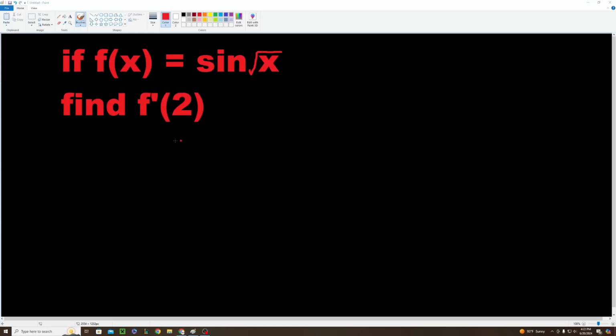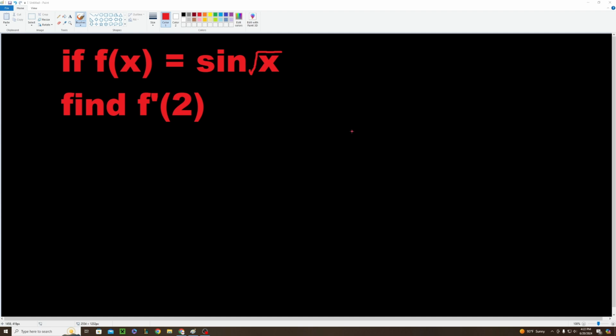Okay, now we're on to 2.3, and there's not really a concept in 2.3. It's just doing these practice problems. So let's just start one. If f of x equals the sine of square root of x, find f prime of 2. And this one you have to use your calculator. At least that's what the problem is, to show you how to find the derivative using your calculator.